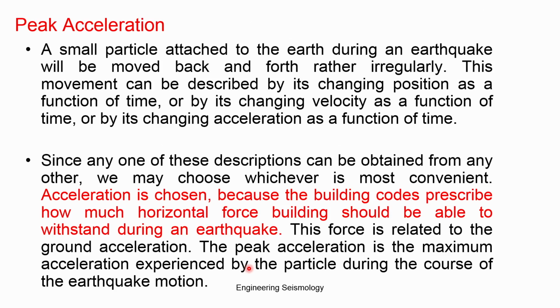Okay, so this movement can be described by the changing position as a function of time, by the changing velocity, or by the changing acceleration. The peak value is called the peak acceleration, since any one of these descriptions can be obtained from any other, like by integration or differentiation. So we may choose whichever is most convenient. Acceleration is chosen because the building code prescribes how much horizontal force a building should be able to withstand during an earthquake.